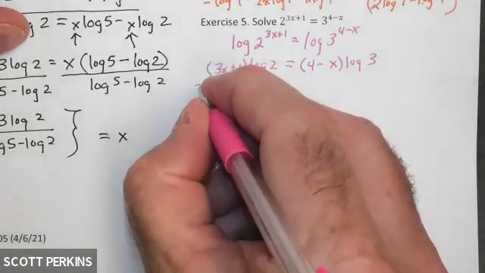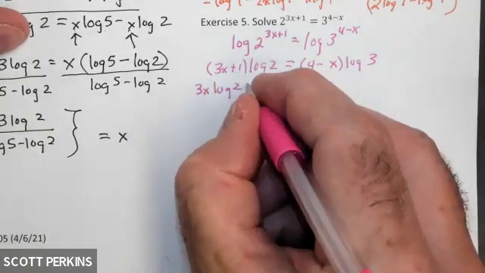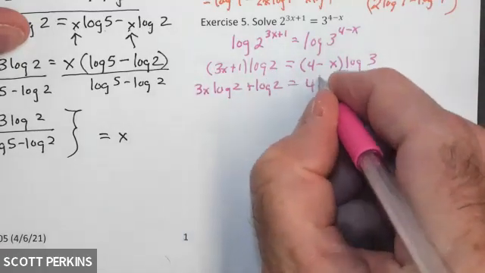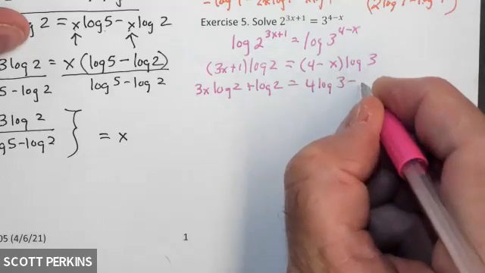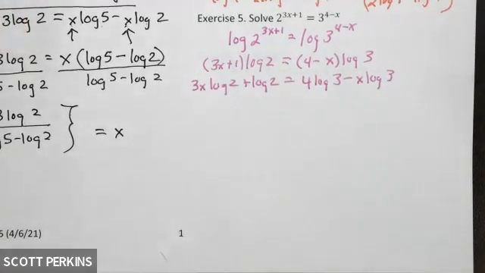So I'm going to have 3x times the log of 2 here, plus 1, or just plus log of 2. On the other side, I'm going to have 4 times the log of 3 minus x times the log of 3. I just want to pause. Is anyone conflicted up to this point? Are we doing okay? Anything that you need a question about?